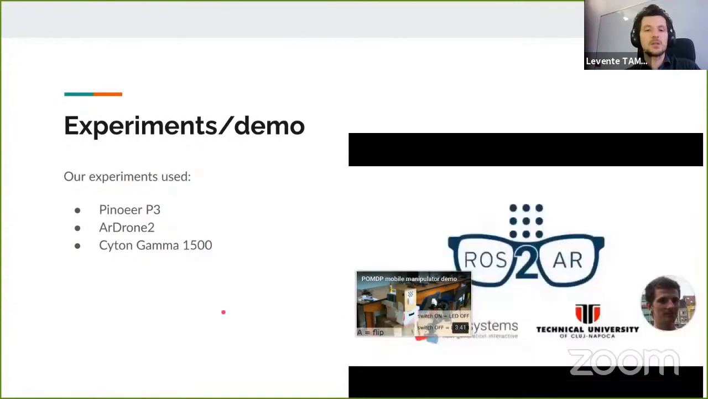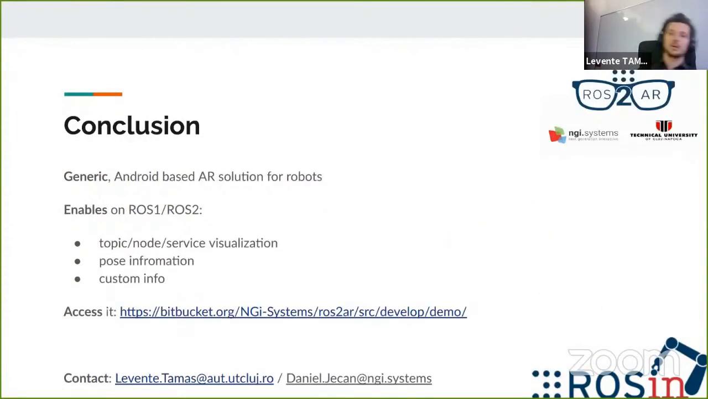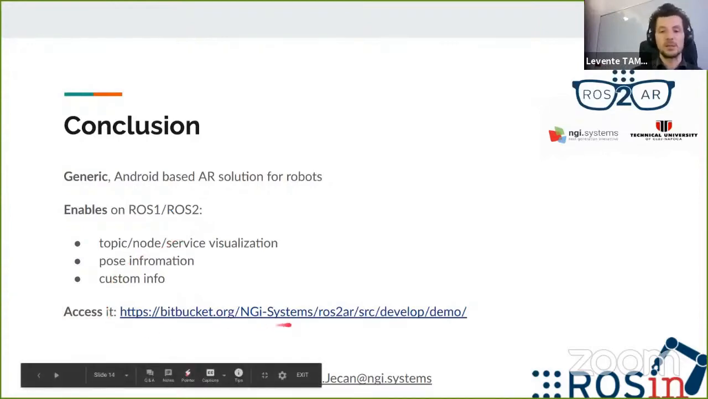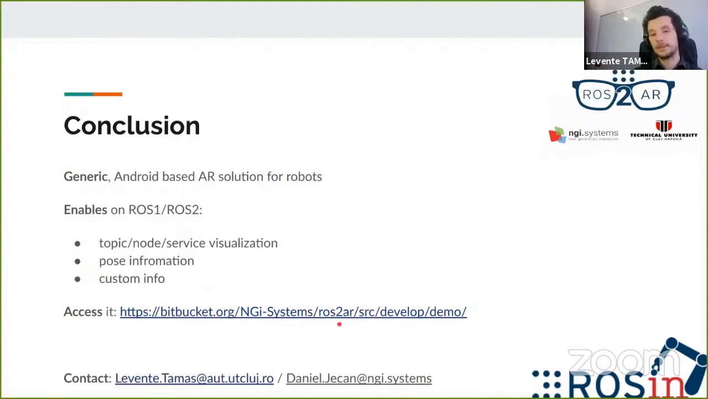Okay, so summing up, we propose in our ROS package a generic Android-based AR solution for visualizing robot properties. These robot properties can include a list of required topics, nodes, or services, or we can just visualize generic data relevant to that robot: speed, velocity, position, and so on. This is available both for ROS-I and ROS-II, and you can access the content of this package at this address.